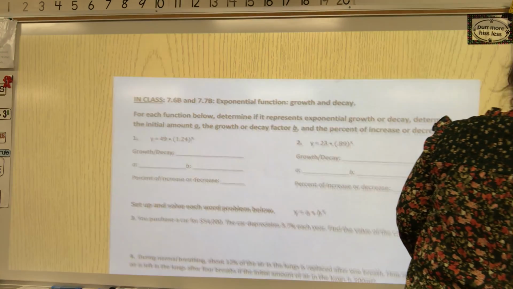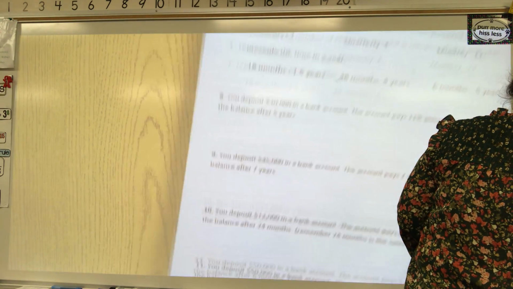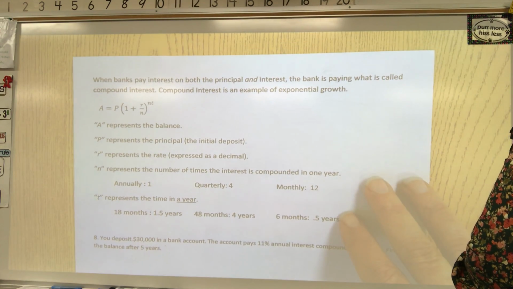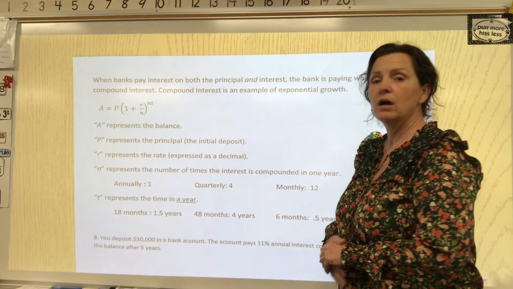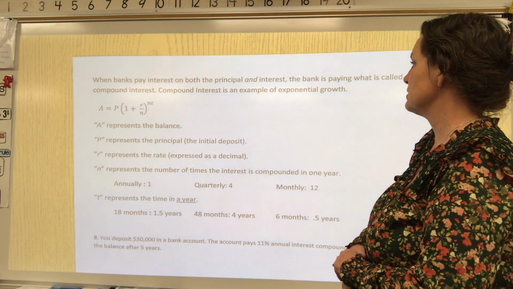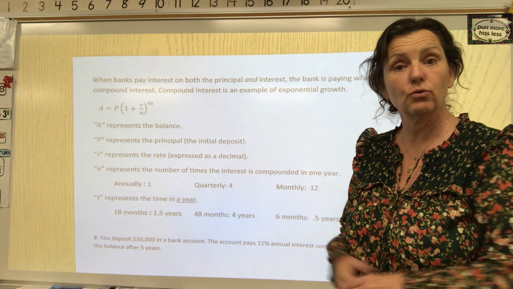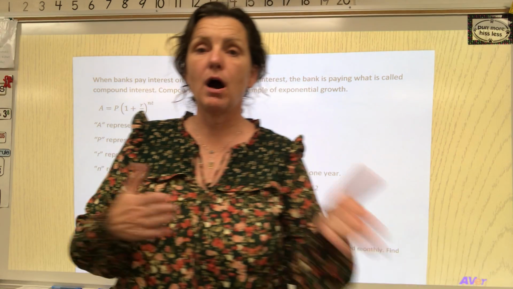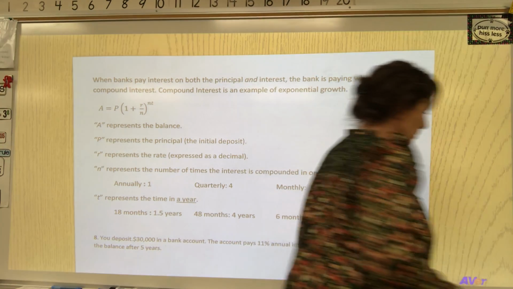Well, we've covered this whole front part in the two videos I've created thus far. It's this now. When banks pay interest on both the principal and interest, the bank is paying what is called compound interest. Compound interest is an example of exponential growth. So we're going to do some work with what we call compound interest versus simple interest. So a quick little side note on these.